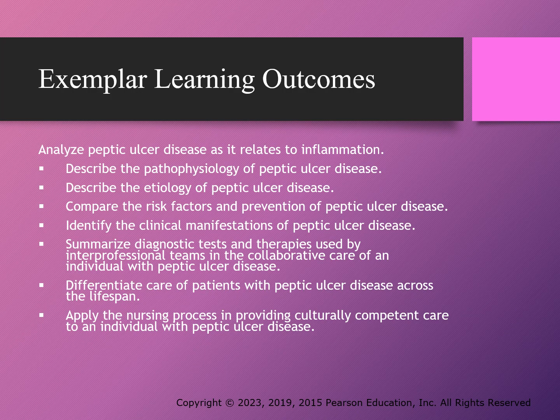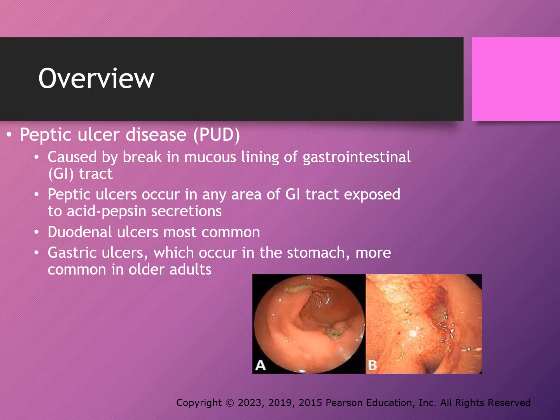How is it diagnosed, and how do we collaborate care? How do we treat it, and how do we treat across the lifespan? How do we treat children versus adults? And how do we apply the nursing process? What do we assess, and what are our interventions to help someone live with peptic ulcer disease or resolve it altogether? So what is our overview?